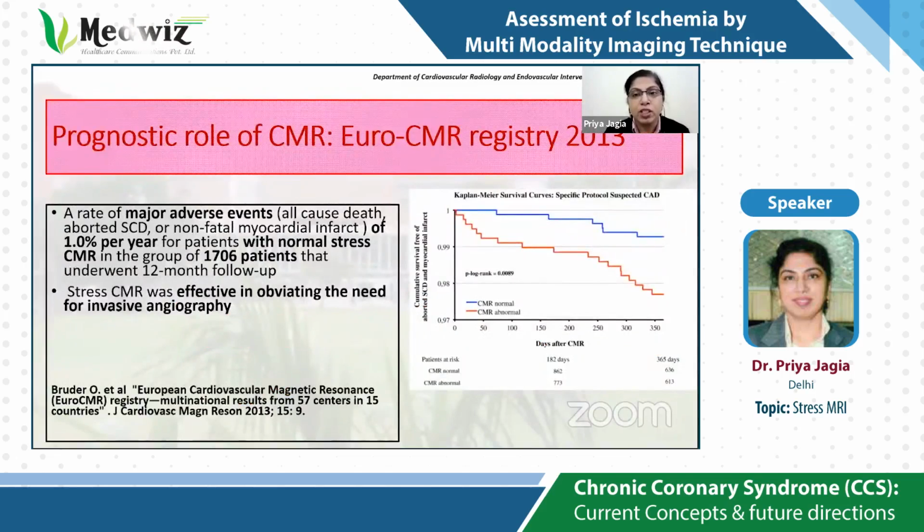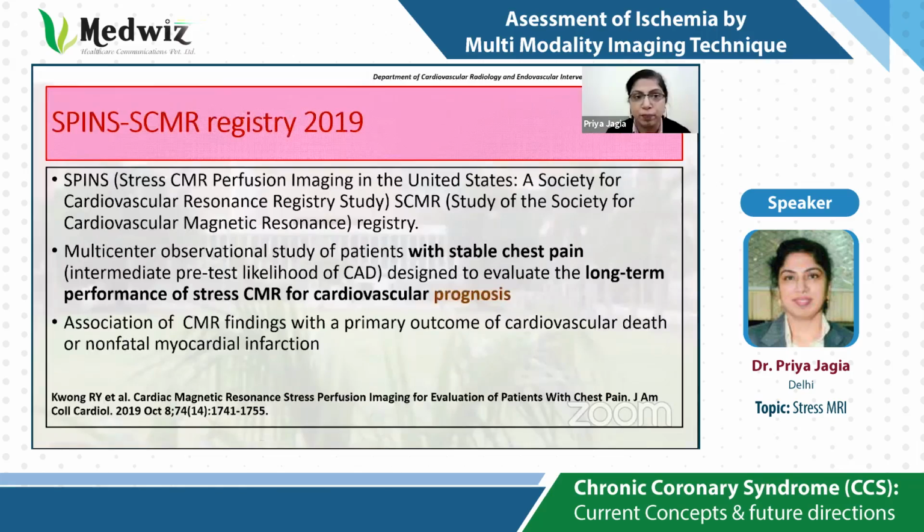The Euro-CMR registry in 2018 again talked about the prognostic role of the cardiac MR, and it found that in patients who had normal stress MR, less than 1% had MACE at 12-month follow-up. This was a large study with 1,700 plus patients, and thus the stress MR was effective in obviating the need for invasive angiography.